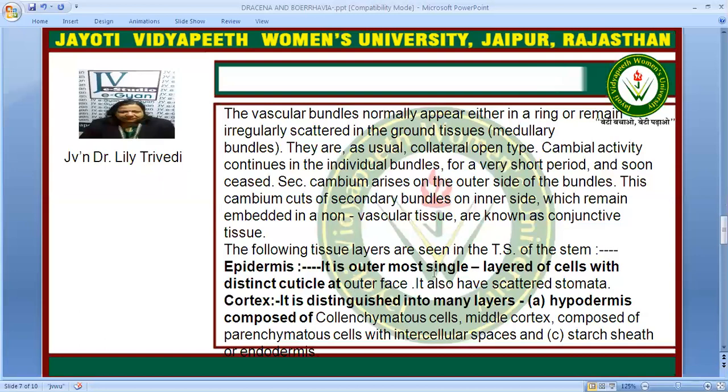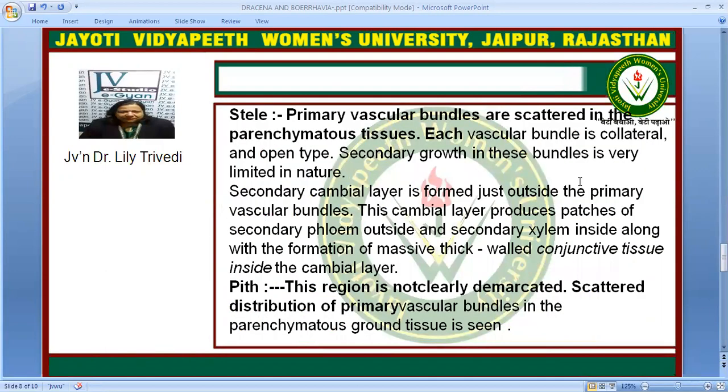Now, epidermis is the outermost single layer of cells with distinct cuticle at the outer face. There are many scattered stomata. Now, cortex here is of many layers. Hypodermis, which has collenchymatous cells. Middle cortex, which has parenchymatous cells with intercellular spaces, and starch sheath of the endodermis. Now what happens here? The stelar region, the primary vascular bundles are scattered in parenchymatous tissue. Now each vascular bundle is collateral and open type.